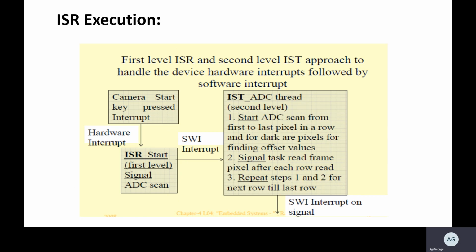Say for example, when a camera start key is pressed. Okay, so at that time what happens? You are reading an analog image, it has to be processed, so it is converted into pixels. So you have the ADC, and the ADC starts the scanning from the first to the last pixel in the row, and for dark, it finds out the offset values. Then the signal task reads the frame pixel from each row thread. It repeats step 1 and 2 until the last row is encountered. Okay, so that is how ISR execution works as an example in your camera.